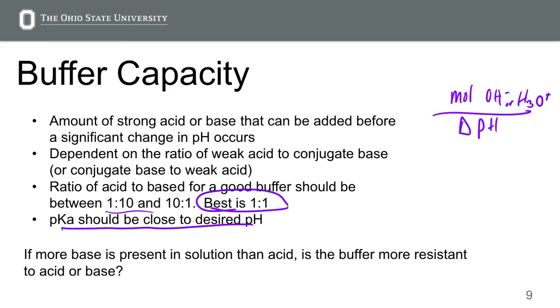So if you want to make a buffer at pH 4, I'm trying to recall off the top of my head, I think acetic acid has a pKa around 4.6. So you can make an acetic acid buffer and it would resist pH change around pH 4.